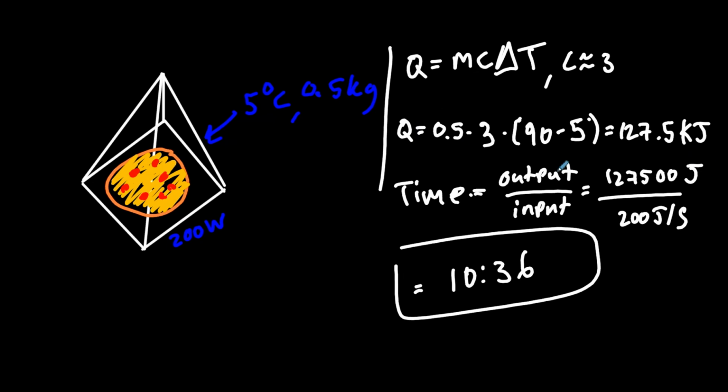So we need 127,500 joules of energy, but our input, because of 200 watts, is 200 joules per second, which means that if you do the math here, you get that it takes 10 minutes and 36 seconds to cook this pizza to well doneness.